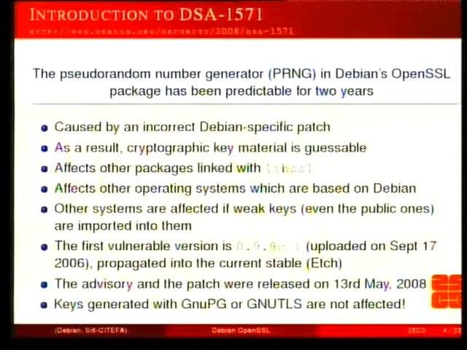This bug, which affected OpenSSL's random number generator, was introduced 2 years ago due to a Debian-specific patch. So it's a Debian-specific bug and remained undiscovered for almost exactly 2 years, until Luciano discovered this. And it was published in May 2008. This bug affects the underlying library of OpenSSL, which is libssl, and every program which links against this library. It not only affects Debian, but any other distribution which relies on Debian, such as Ubuntu, for example.